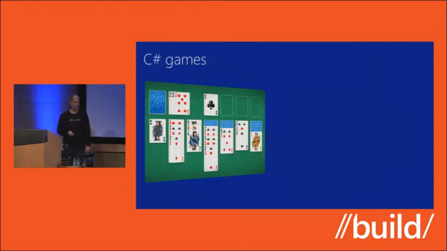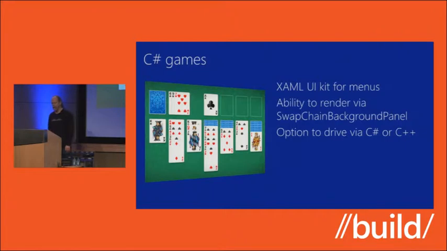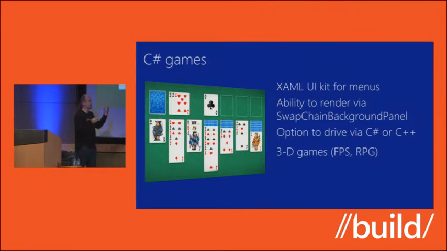On the C# side, we have that adds to the mix. You can now use the XAML UI toolkit. You can render potentially even high-performance 3D graphics in that environment as well. And then you can also drive your user interface XAML code either through C++ or C# code behind. So there's a bunch of flexibility that offers, and so that lets you really go beyond that previous model to supporting things like first-person shooters or 3D games like RPGs.